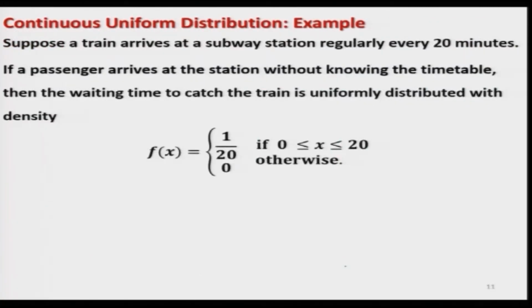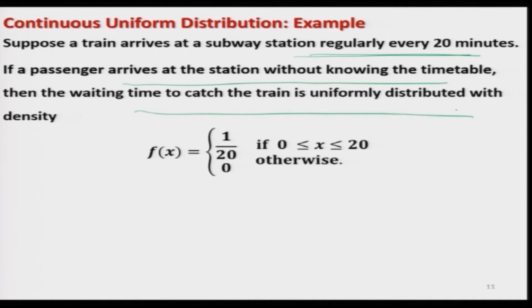Right. Now, let us take one simple example to show you how things are going to work, and the same probability I will try to find through the R software. That is the same example that we had considered earlier. Suppose a train arrives at an interval of 20 minutes at a railway station. Now, if a passenger arrives at the station without knowing the timetable, then the waiting time to catch the train is uniformly distributed with this density.